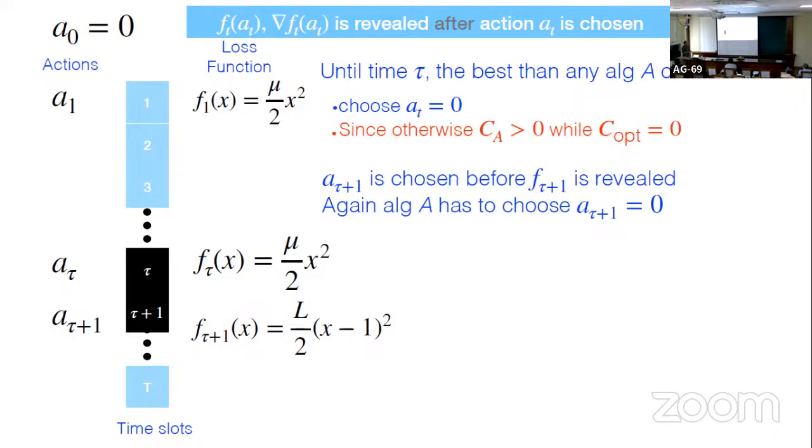So the cost of the algorithm, any algorithm you pick, unless it is ready to pay an unboundedly large competitive ratio, has to be at least L by 2. So that is the cost of any algorithm.